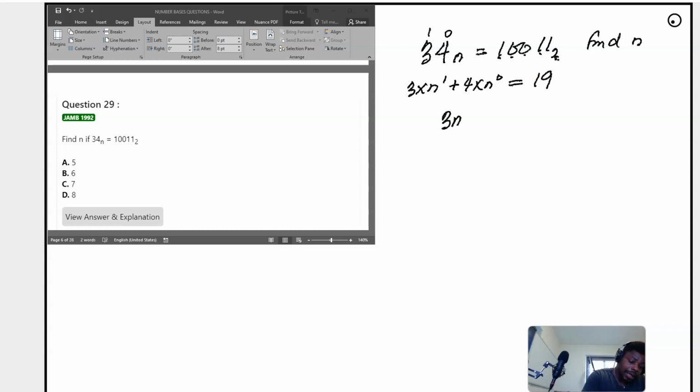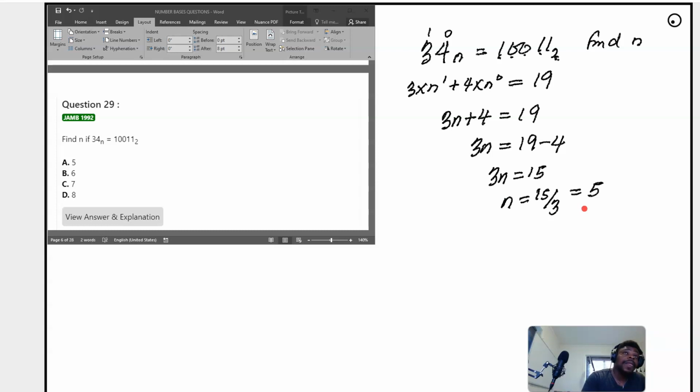So this 3n plus 4 is equal to 19. So 3n is equal to 19 minus 4, because you take 4 to the other side. 3n is equal to 15. So n is 15 divided by 3, which is 5. So that is option A.